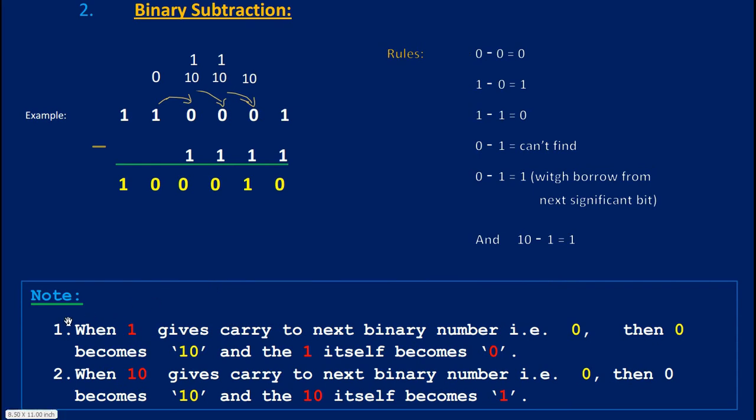This whole value is the answer for these two binary numbers' subtraction. Here you can also see the rules that I have written for binary subtraction. When 1 gives the carry to the next binary digit, that is 0, then 0 will become 1 0, and this 1 will become 0. When 1 0 gives the carry to the next 0, then 0 will become 1 0, and this 1 0 will become 1. You have to remember these rules, which will be very helpful when you do binary subtractions.